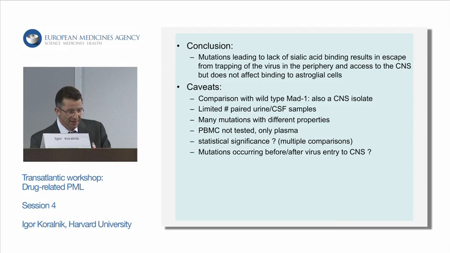As we discussed, there's a limited number of paired urine and CSF samples, 7 in total, and out of these 7 there were many mutations which seem to have different properties in different assays. Interestingly also, the PBMC, peripheral blood mononuclear cells, were not tested, only virus from plasma, and I think it would be important to look at PBMC since this cell may also be instrumental in bringing the virus to the brain.